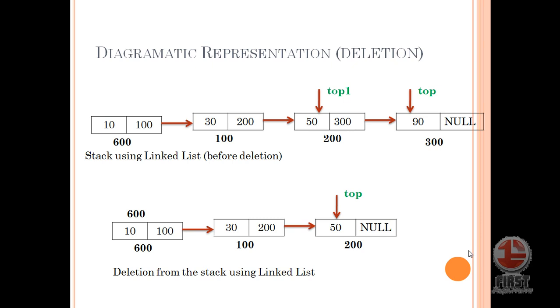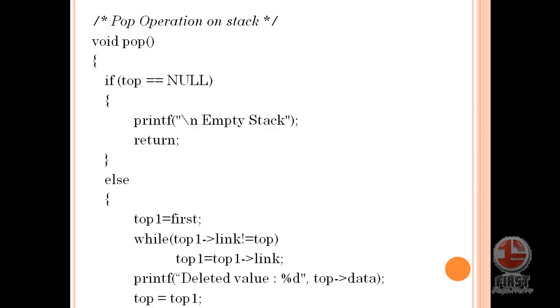So let us see the program part of this deletion portion. Here it is called the pop operation. The first portion, case 1, remains the same. If top is pointing to null, there are no elements to be deleted. We can simply print empty stack. Otherwise, we maintain a pointer called top1, which points to the first node. Then we start incrementing the top1 pointer till it reaches the top, using top1 equals top1 pointer link, till it reaches the link of the top field. Right, now we can delete.